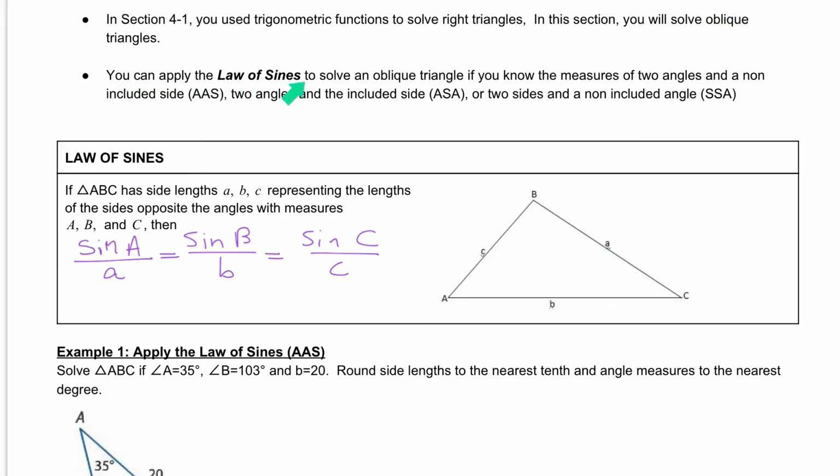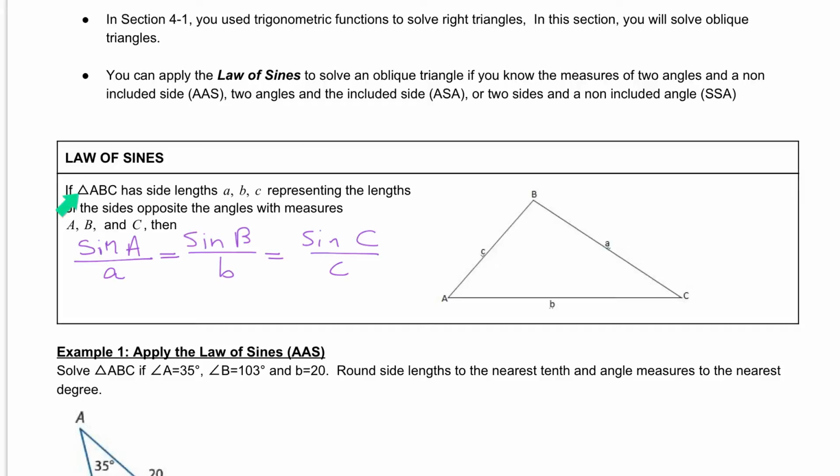You can apply the law of sines to solve an oblique triangle if you know the measures of two angles and a non-included side. So we can use the law of sines for angle, angle, side. Two angles and the included side, angle, side, angle. Or two sides and a non-included angle, side, side, angle.